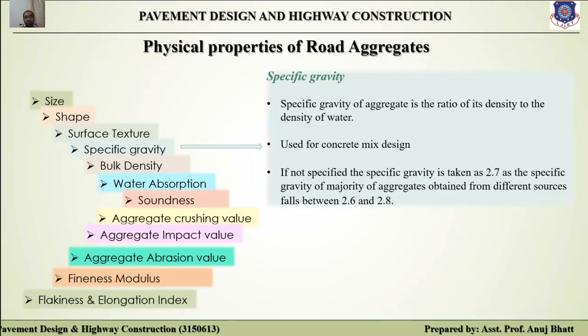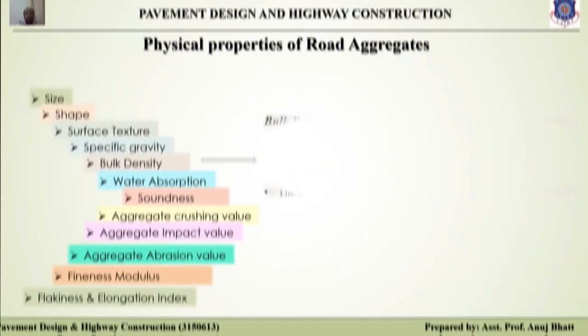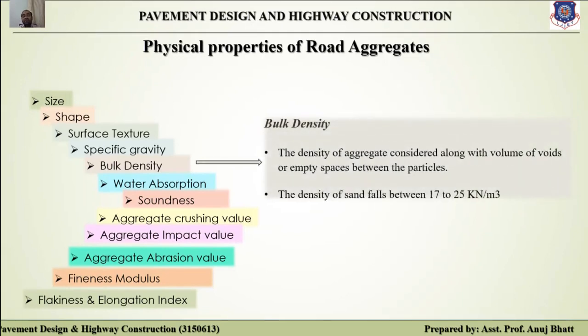The next property of aggregate to understand is the bulk density. The bulk density refers to the density of aggregate considered along with the volume of voids, or we can say the empty spaces between the particles. These empty spaces between the particles are known as voids, and the volume of voids is considered in the bulk density.